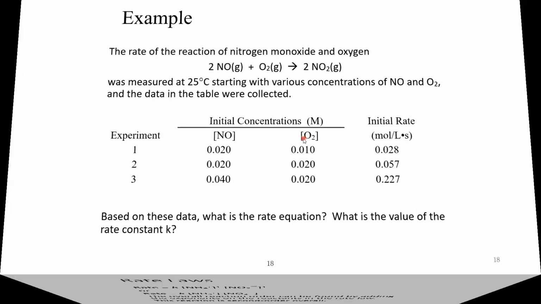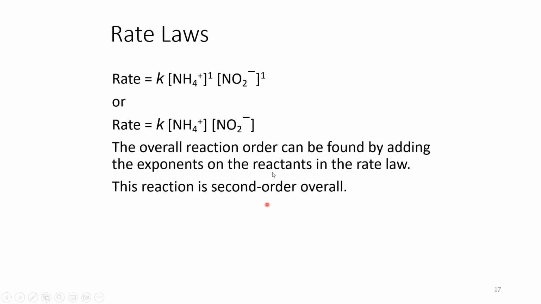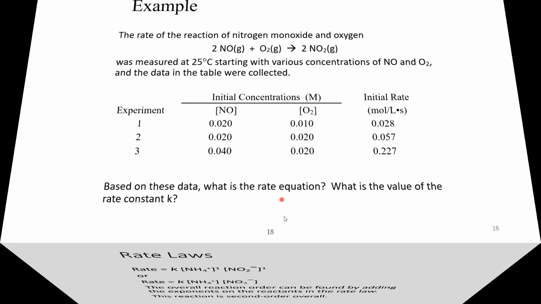With the overall order of reaction, you can essentially just add up all of the exponents. So in this case, 1 plus 1 just gives us 2. So that's why the entire thing is considered second order overall.